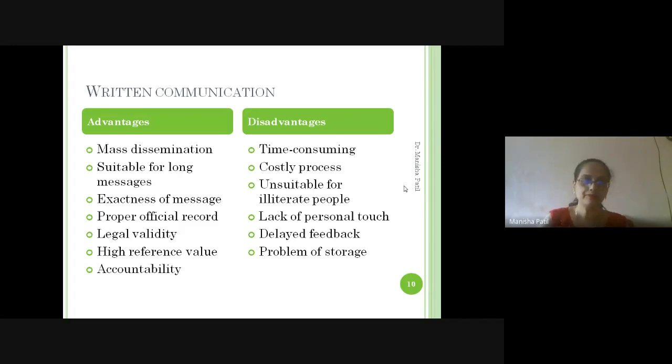I repeat, advantages of written communication: mass dissemination, suitable for long messages, exactness of message, proper official record, legal validity, high reference value, and accountability.